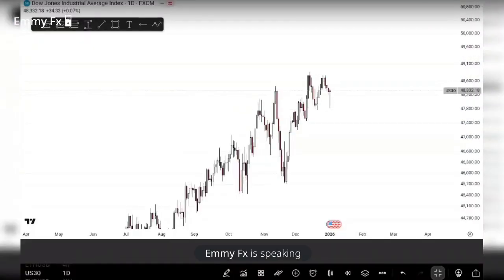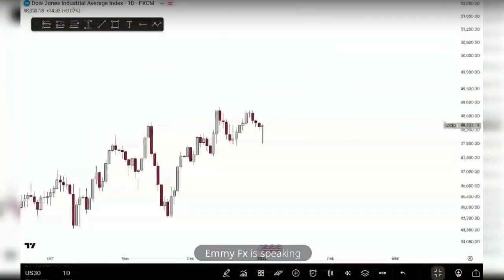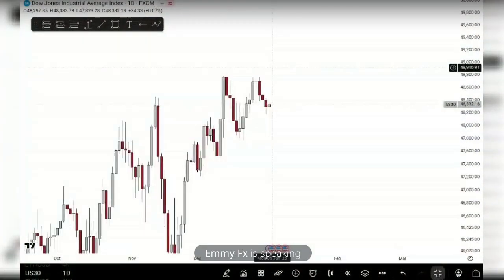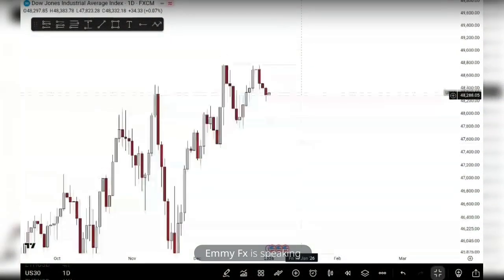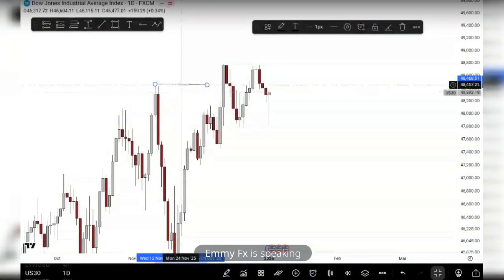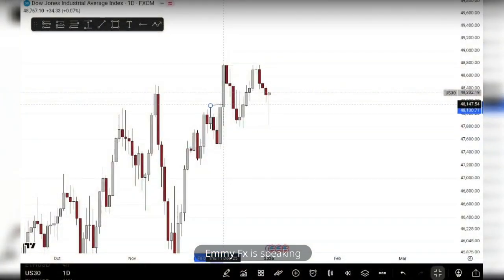All right, this is US30. First of all, I want us to understand what the market is currently doing here. Since we have this break of structure to the upside, I'm going to use the internal break of structure. So we have this internal break of structure here.